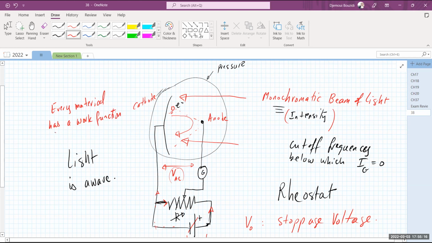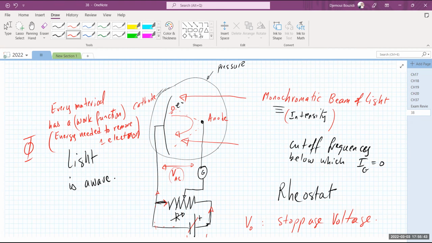What I mean by work function is the energy needed to remove one electron. I mean, it's not cheap to remove one electron. That's what I mean by the work function. The symbol for it is phi. So we know that there is energy needed to extract electrons from material. And this is exactly what this intensity is supposed to do. It's supposed to give me enough energy to extract this electron.